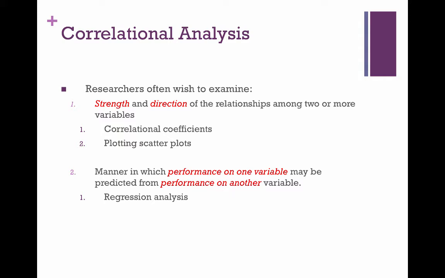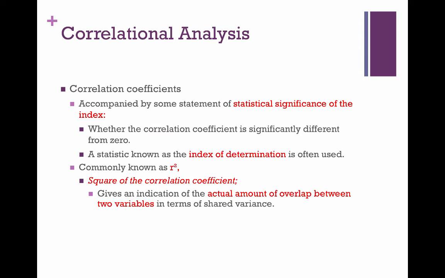Okay, the last part of this chapter, we're going to do more with correlational analysis. Researchers often wish to examine the strength and the direction of a relationship among two or more variables. We have the correlation coefficients and scatter plots. The manner in which performance on one variable may be predicted from another variable, we can look at regression analysis.